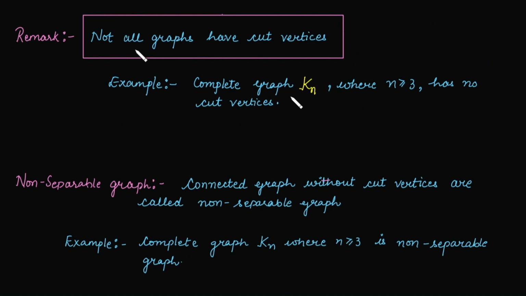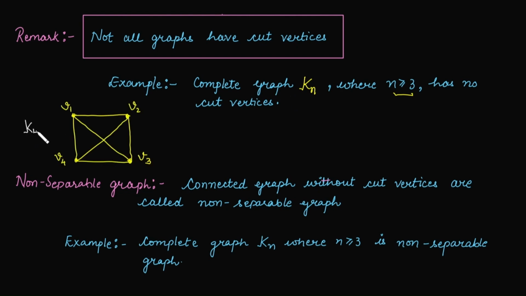Note that not all graphs have cut vertices. For example, a complete graph with n greater than or equal to 3, where n represents the number of vertices, has no cut vertices. Let's take an example of the K4 graph. This is the complete graph with 4 vertices. Now in this case, identify the cut vertices. If we remove the vertex V1, it means we need to remove the edges V1V2, V1V3 and V1V4. Still the graph is connected.